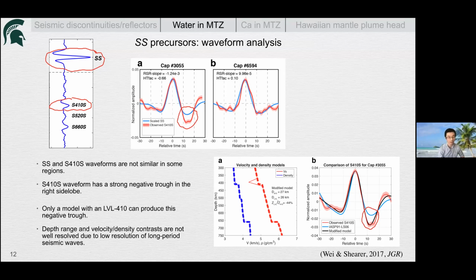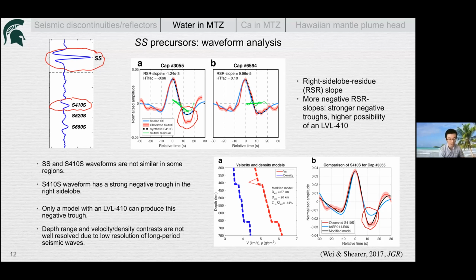And we even introduced a new parameter called the RSR slope. It's basically the slope of this bar. And if this slope is negative, that means there's a significant trough in the seismic signature, and also means there's a higher possibility of a low velocity layer above the 410 discontinuity. So let's try to apply this analysis on our global data set.